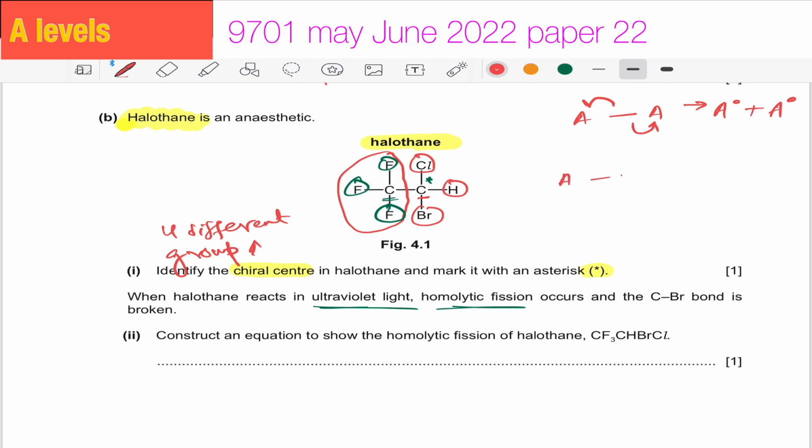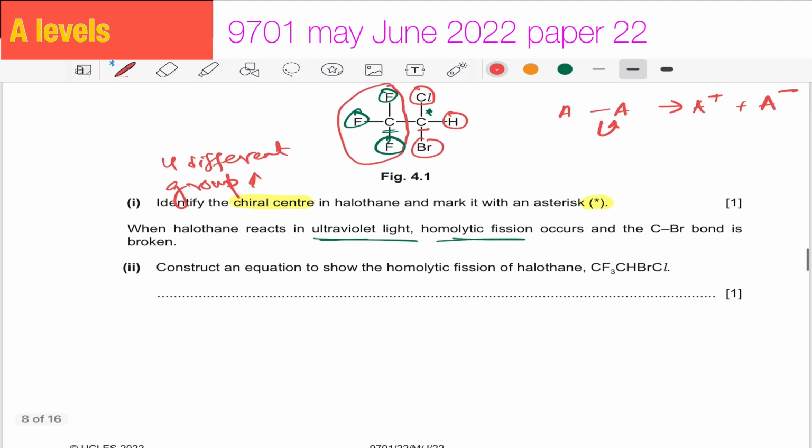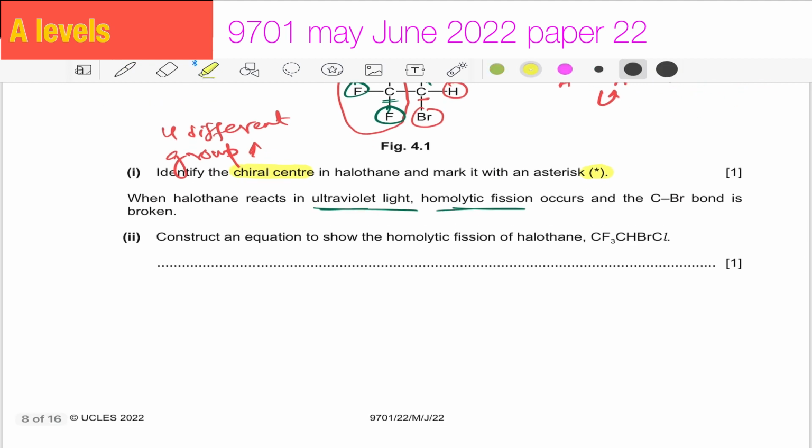And another type of breaking is when both the electrons are taken by one particular atom, then we get electrophiles and nucleophiles, and this happens due to difference of electronegativity. Right, so these are 2 different types of fission, and they're saying that when halothane reacts in ultraviolet light, homolytic fission occurs and the C-Br bond is broken. So they have told us which bond will break. So construct an equation to show the homolytic fission of halothane.